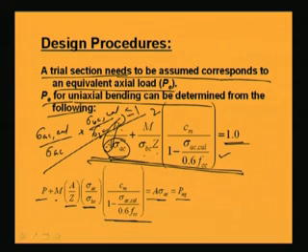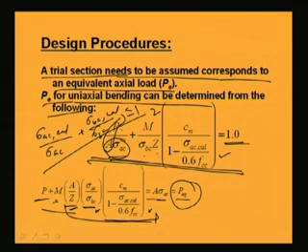So what we are getting is P equivalent equals P plus M into A by Z into sigma AC calculated by sigma BC into Cm by 1 minus sigma AC calculated by 0.6 FCC, for uniaxial moment. And similarly for biaxial moment, another extra term in the y direction will come.